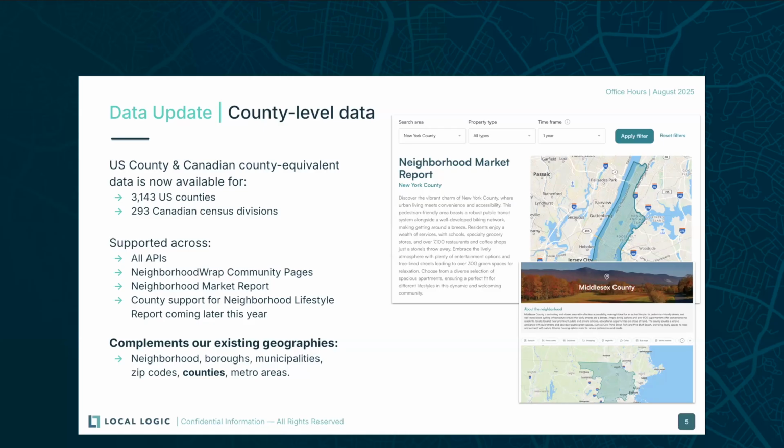So this really helps build out our full geography stack to where we can go as small as the neighborhood up to boroughs, municipalities, CCDs, zip codes, counties, or full metro areas. So we can basically look at any lens of the geographic area that you're looking at through any geographic lens to get the information at the right level that's right for your home buyers.